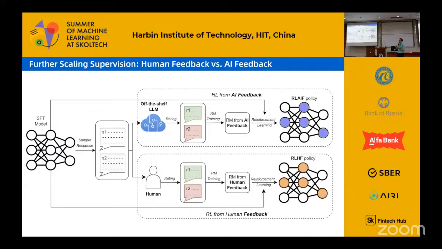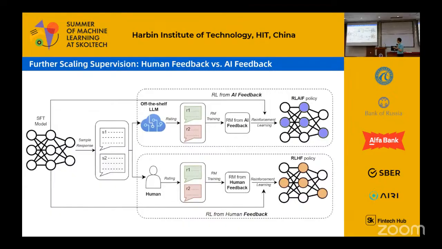So maybe this LLM is not for generation. It's just to judge which output is better. For example, given XY1 and XY2, which pair is better. With this ranking, we can train a reward model. So from this AI feedback, we can use the reward model to further improve the policy.